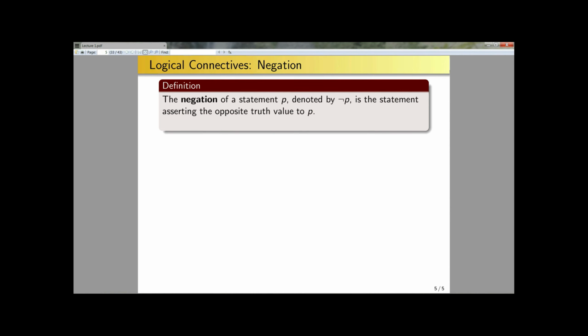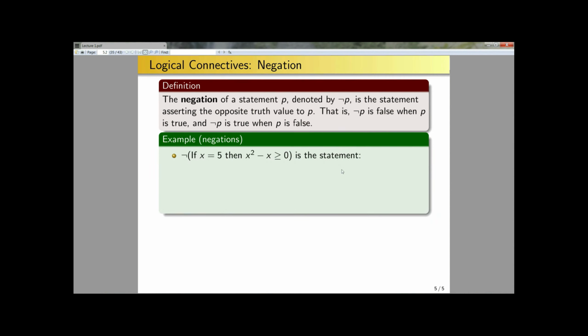So now let's look at negation. The negation of a statement P, denoted by not P, is the statement asserting the opposite truth to P. That's to say, not P is false when P is true, and not P is true when P is false. Let's give a couple examples of how to negate statements.